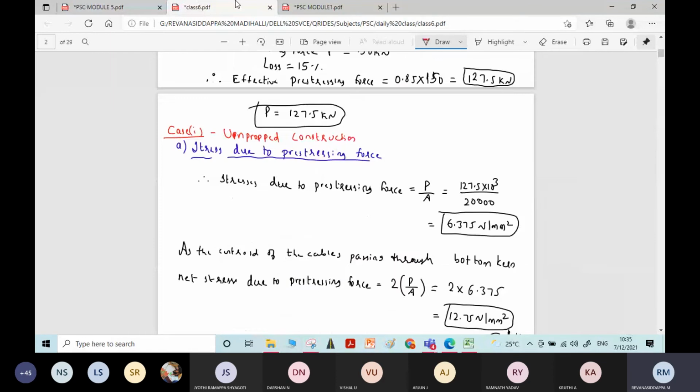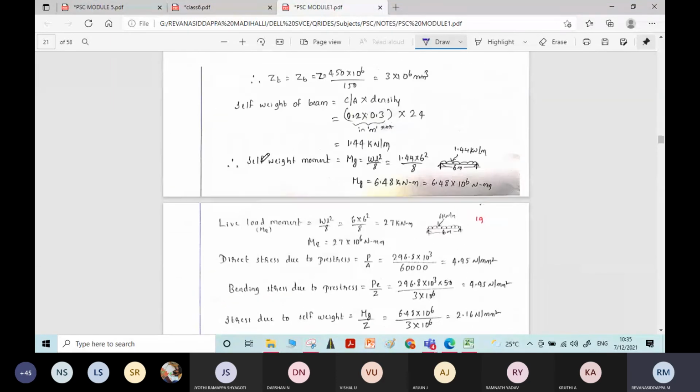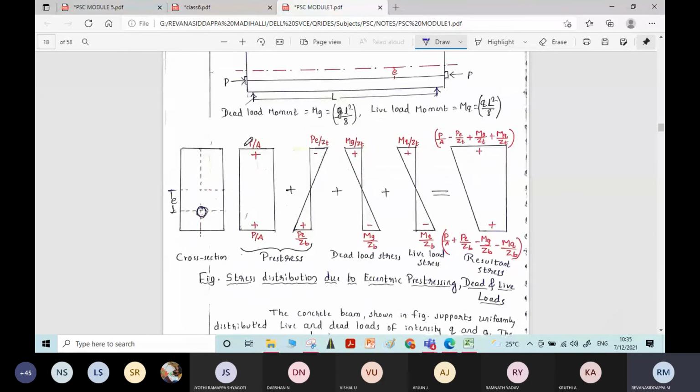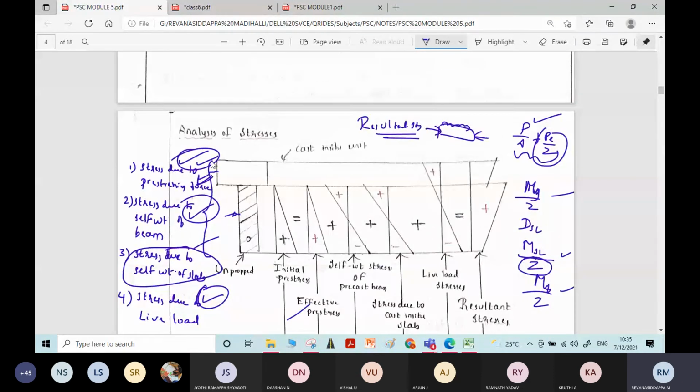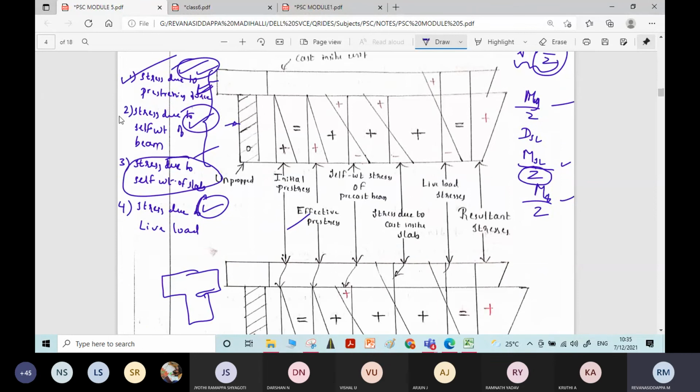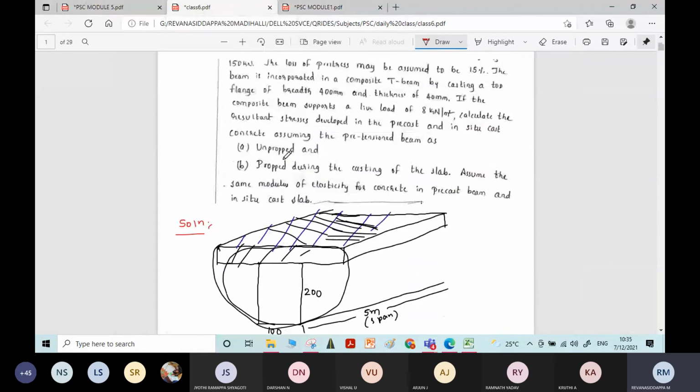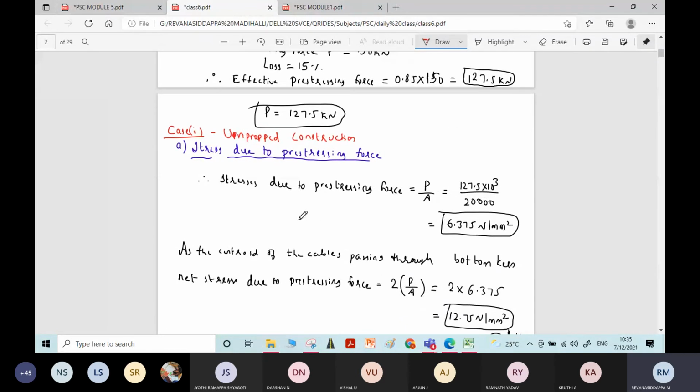As I said in the beginning, this first step, stress due to pre-stressing force, is the same. Stress due to self weight of the beam is the same. Stress due to live load is the same calculation. Only there is difference in calculating stress due to the self weight of the slab. That difference is here while calculating stress due to the self weight of the slab.